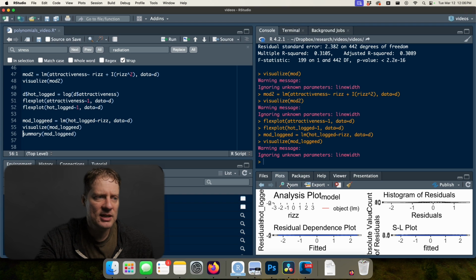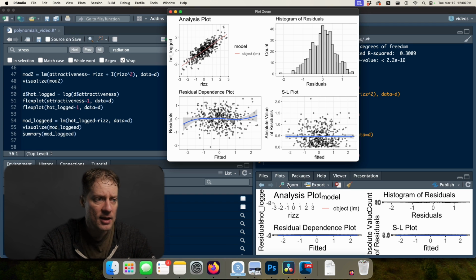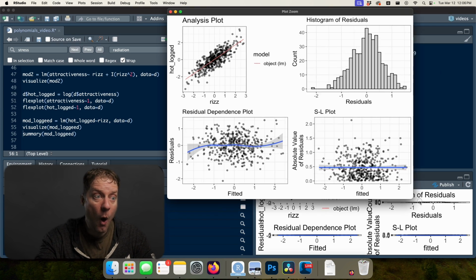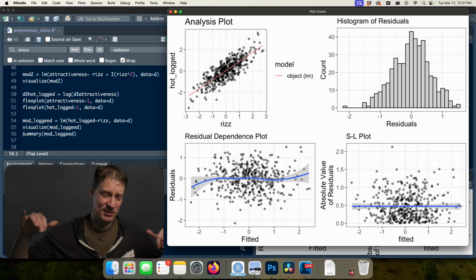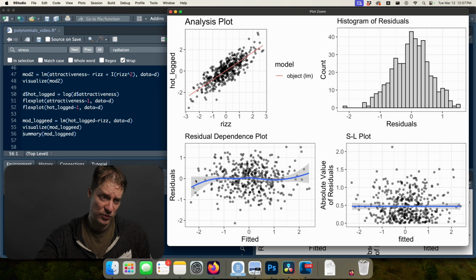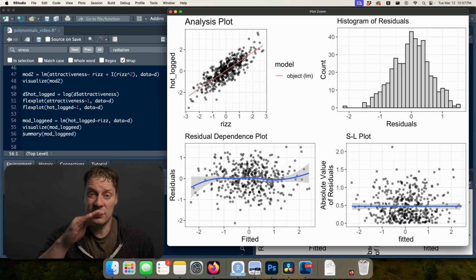And then if I zoom in on this one, whoa, that looks amazing. All the problems that we had before are gone. So now we have a relationship between RIS and hot logged that is very much linear. And the residuals look great, or the histogram of the residuals looks great. Residual dependent plot has some wonkiness, but it's in the tails. And if it's in the tails, I usually don't worry about it because that usually means it's an outlier problem. And the residuals look flat.